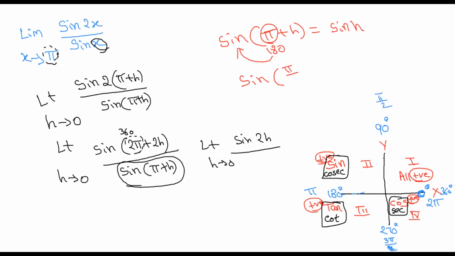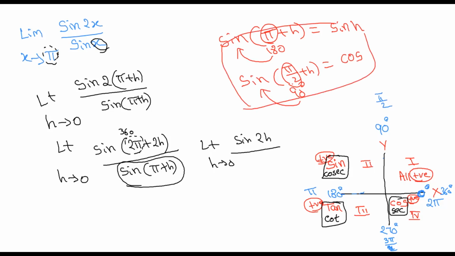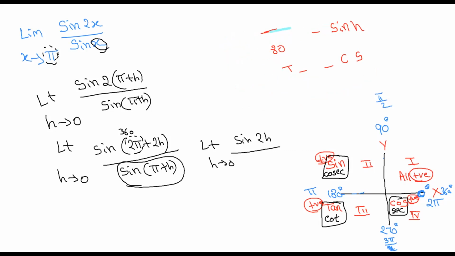Sine of pi by 2 plus h. When there is 90 degree, sine becomes cos. Otherwise you will be confused because there is a different concept. Next we will do this in trigonometry. First, sine of pi plus h becomes sine h.